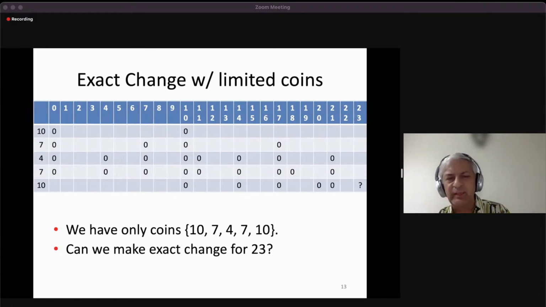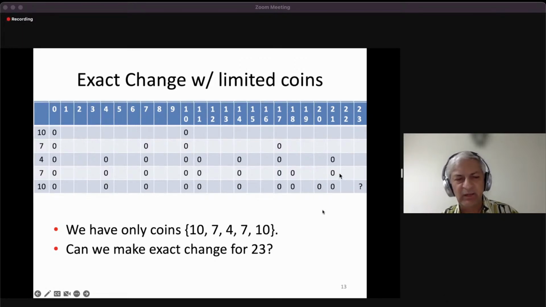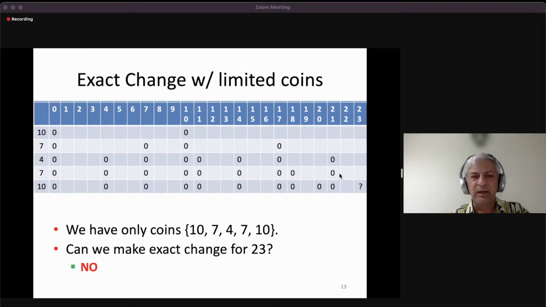And then you can do the same thing with the last row, and you'll soon find out that for column 23, you're not going to get a 0. And that's how the answer for this particular question turns out to be no. So you cannot make exact change for 23 if you have limited coins as shown on this slide.